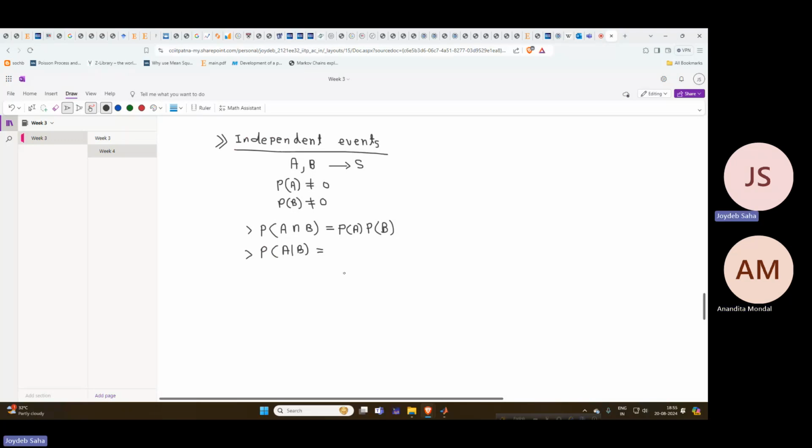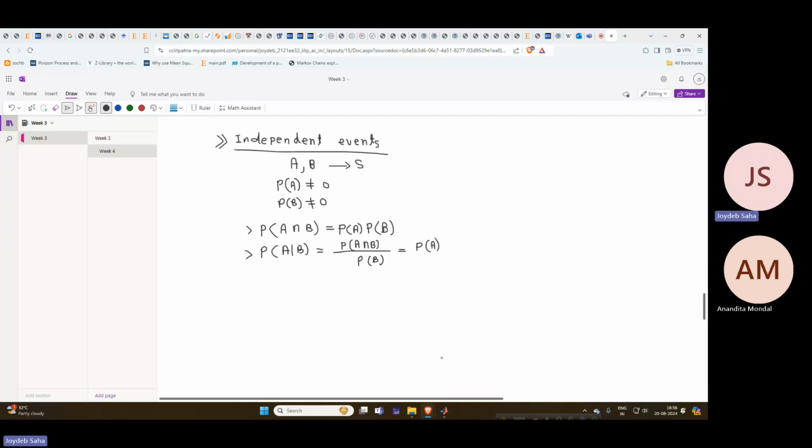Yes, probability of A given B. How is it coming? It is nothing but the probability of A intersection B divided by probability of B, and the probability of A intersection B is probability of A times probability of B, so it will be probability of A.